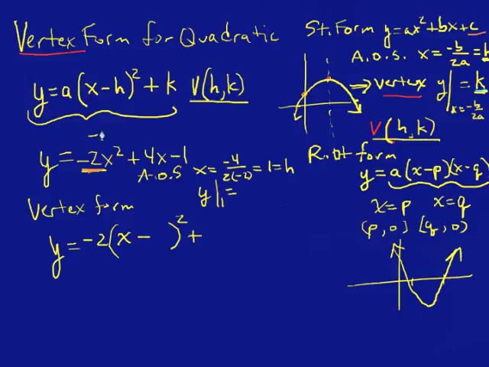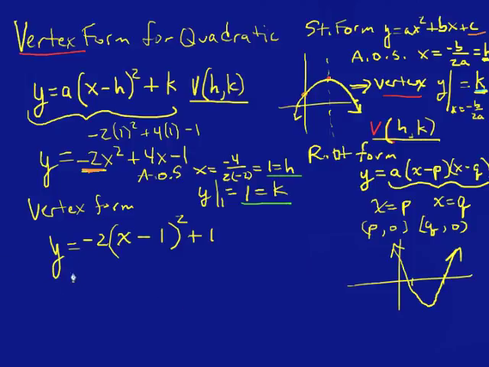So let me write that up here. Negative 2 times 1 squared plus 4 times 1 minus 1. What is that? That's negative 2 plus 4 minus 1. That's equal to 1. So there's my k. So there I have my h and my k. So I'm just going to put it right into this formula here. x minus 1, plus 1. And that's it. This is your vertex form.